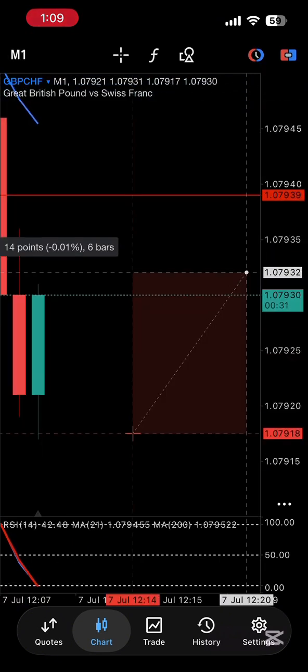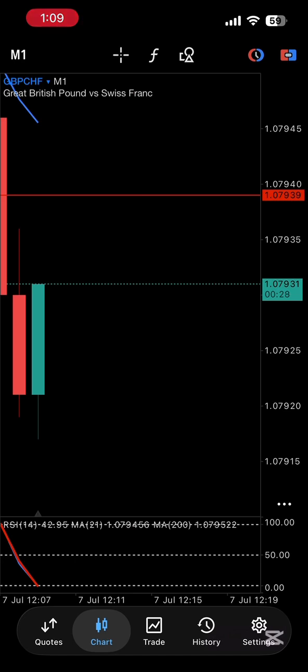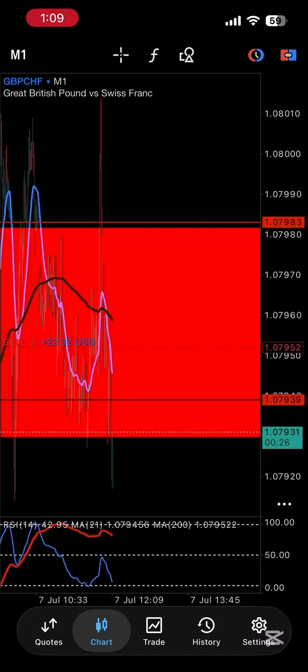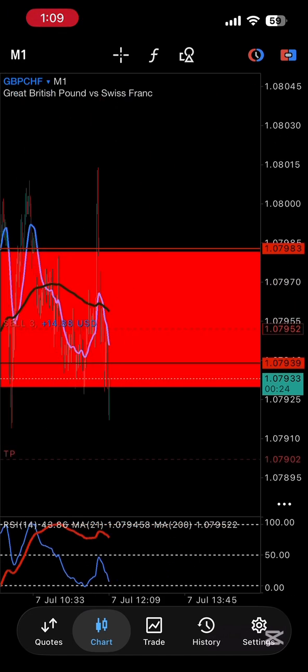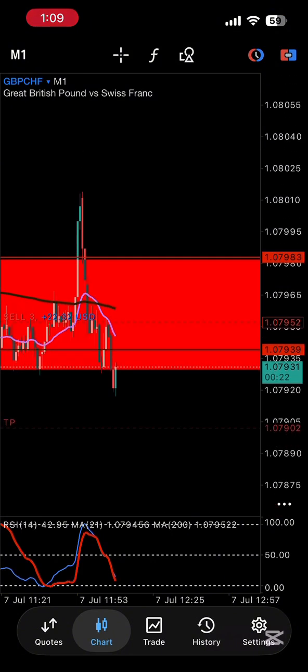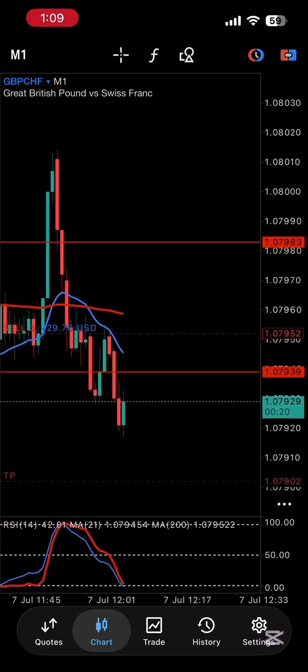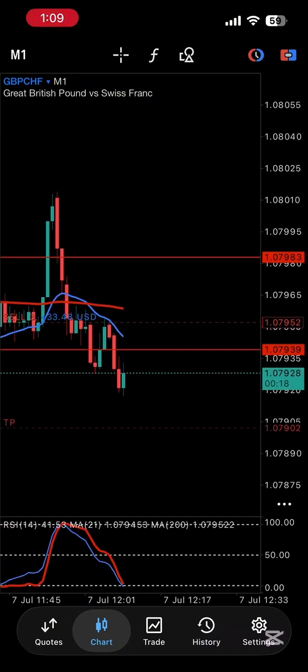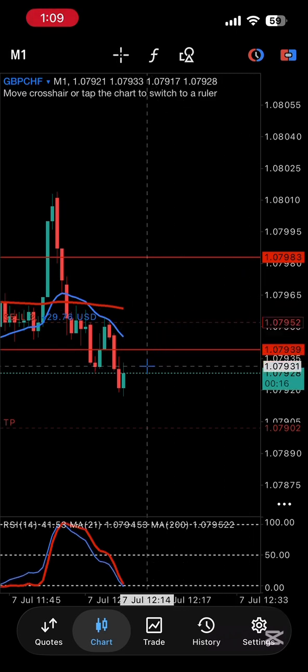So this is 1 minute time frame. I went to 1 minute chart so that I'll show you something. I want to show something on 1 minute chart. This is M1, the lowest of the charts, the baby chart.